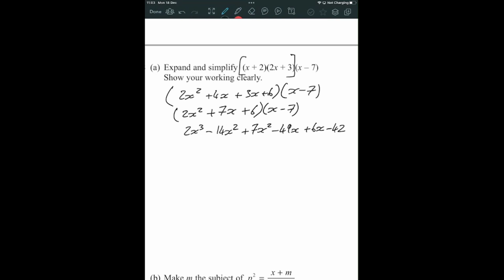Once again, there are things which can simplify. If you've done it in this order, the things that simplify are right next to each other. They're quite convenient. And that's going to be negative 43x minus 42. And there's my final answer.